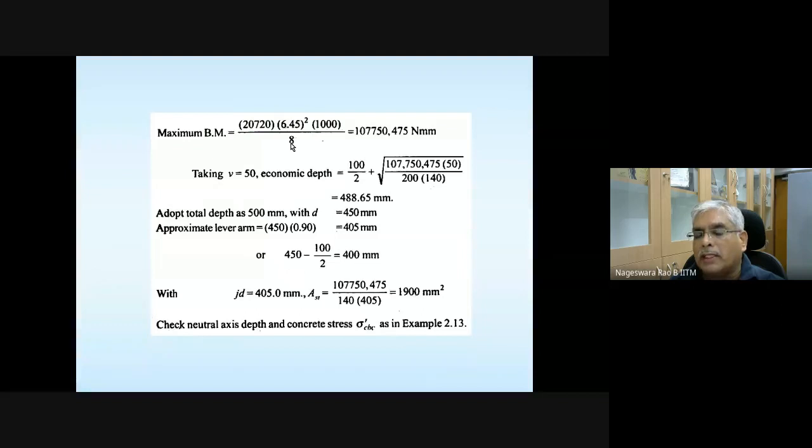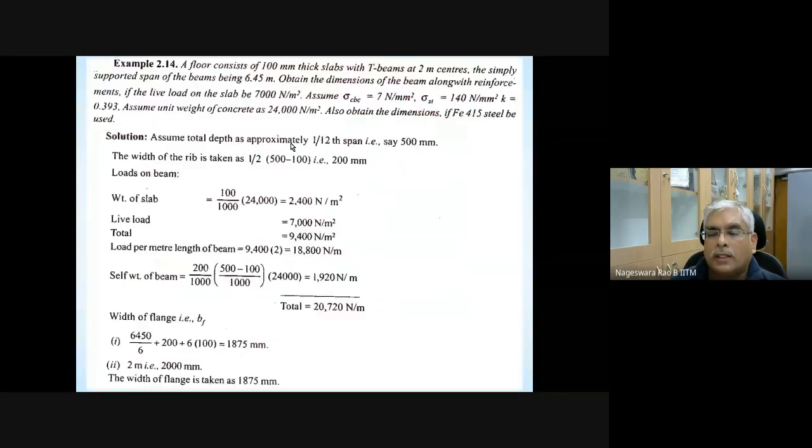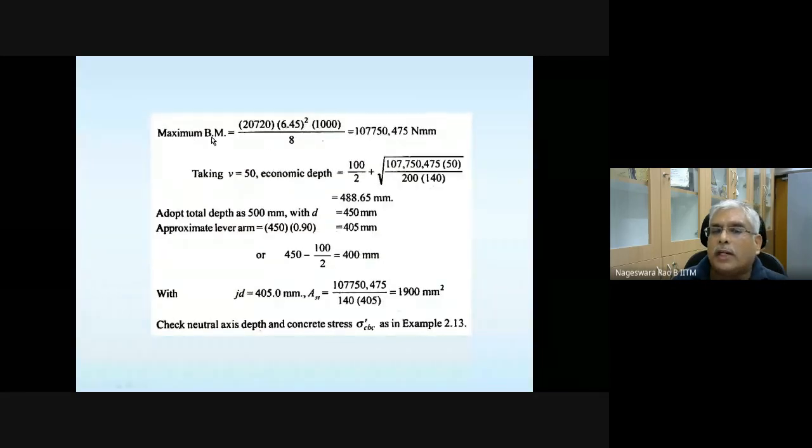Maximum bending moment is given by total load. Please note that this entire load is going to act like a UDL, and the beam is simply supported. So maximum bending moment is given by WL square divided by 8. So using that formula, you get the maximum bending moment.